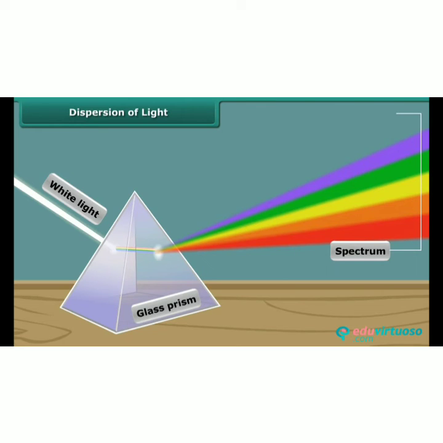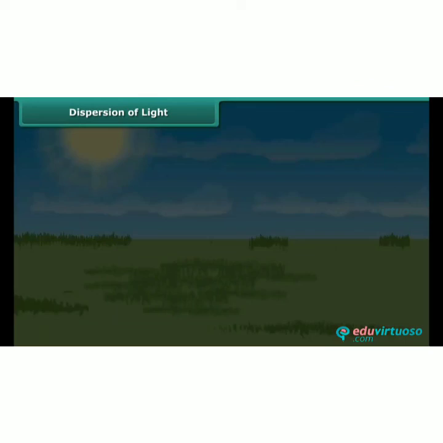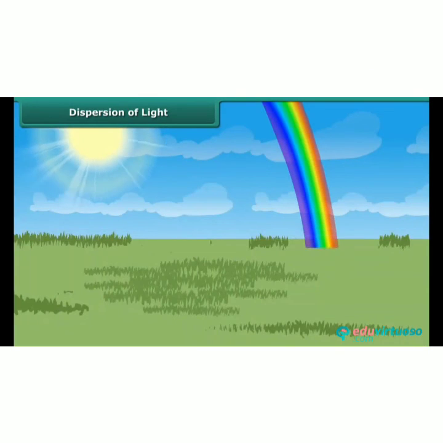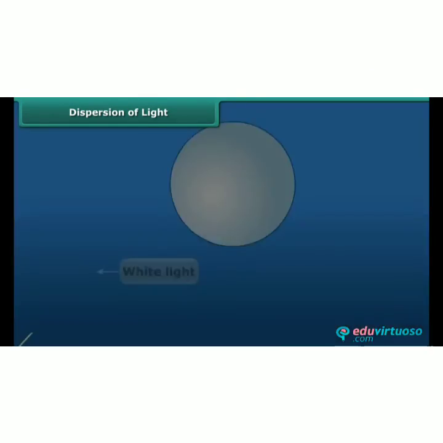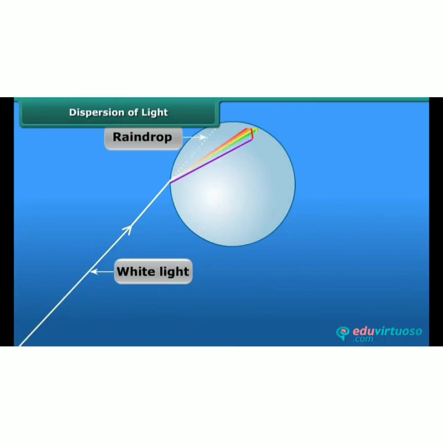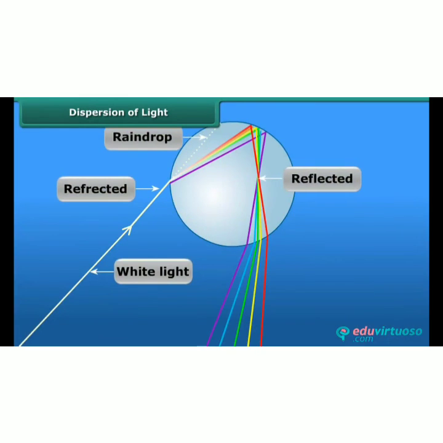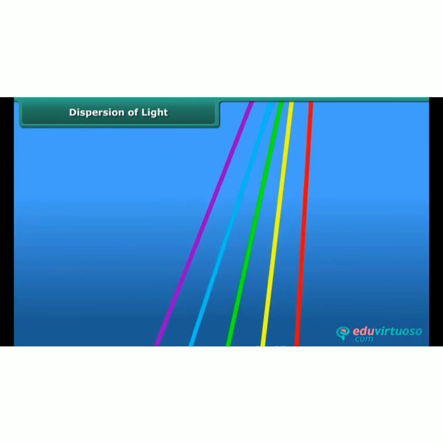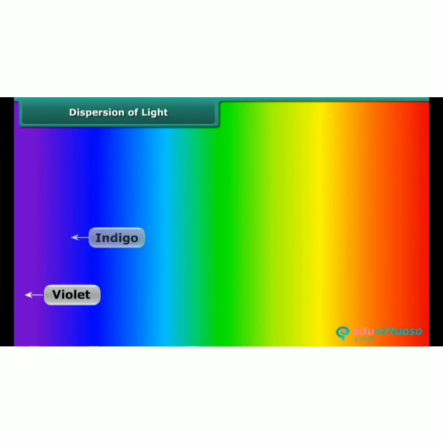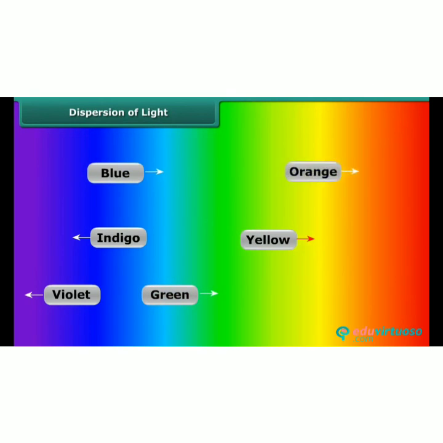Therefore, this phenomenon of splitting of white light into its constituent colors is called the dispersion of light. Coming back to the rainbow, we can now say that the dispersion of white light passing through the water droplets formed the rainbow. The colors can be seen in the following order: violet, indigo, blue, green, yellow, orange, and red or VIBGYOR.